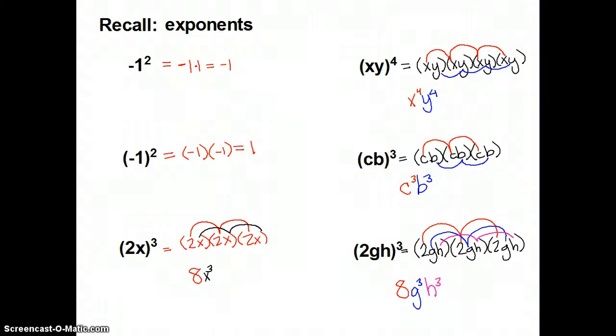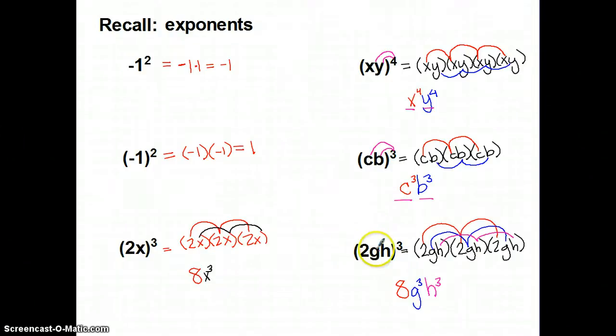If you look back over that right-hand column, you might be able to notice that with the exponent on the outside, all we've really ended up doing is putting that exponent on each of the individual terms inside. So I ended up with an x to the fourth and a y to the fourth power. Similarly, down here I put this 3 on the c and the 3 on the b. So I ended up with c to the third power and b to the third power.